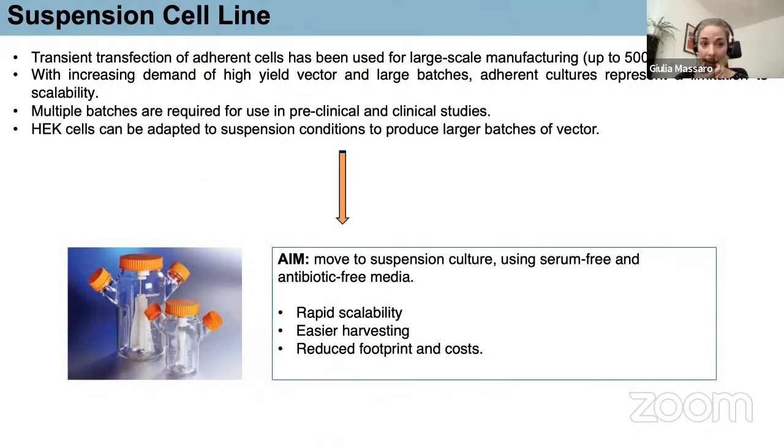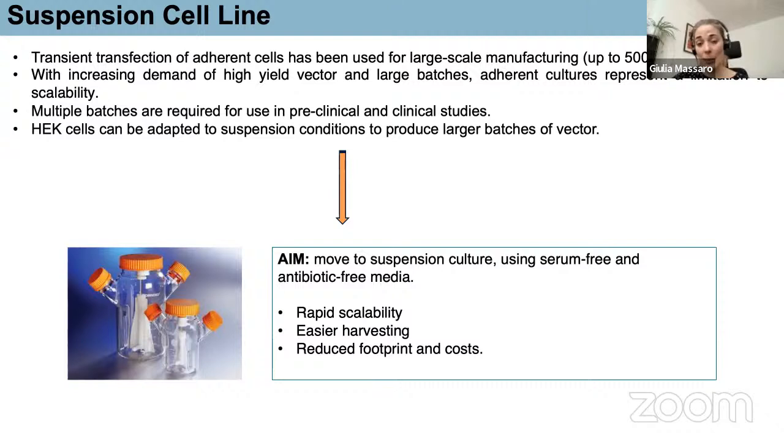And then the next bit that we want to expand on is moving to suspension cell lines. So as I said, at the moment, we're working with transfection on adherent cells. It's a system that is established, it works well, it's fairly easy, and it's okay for the needs of the users at the moment. But we all know that with the demand of high titers and large batches, adherent cells is not a platform that is sustainable in the clinic.